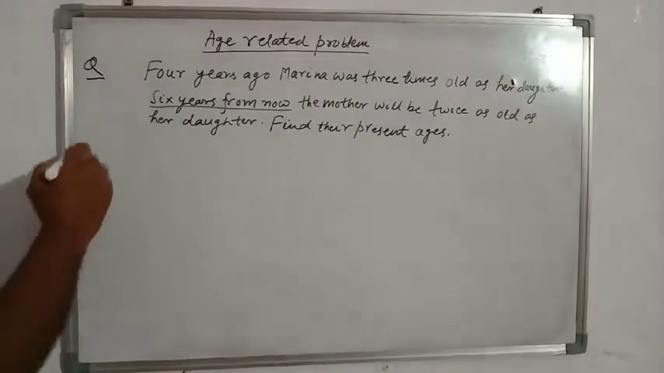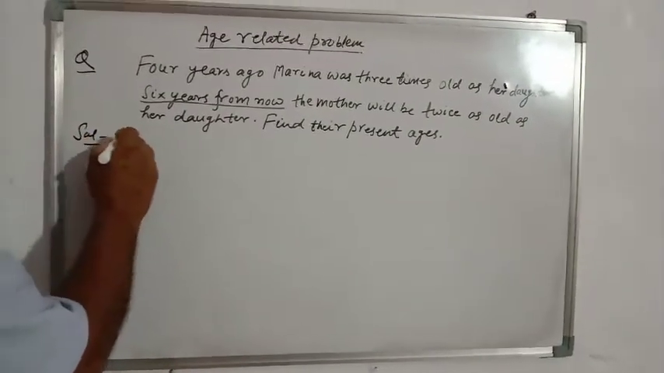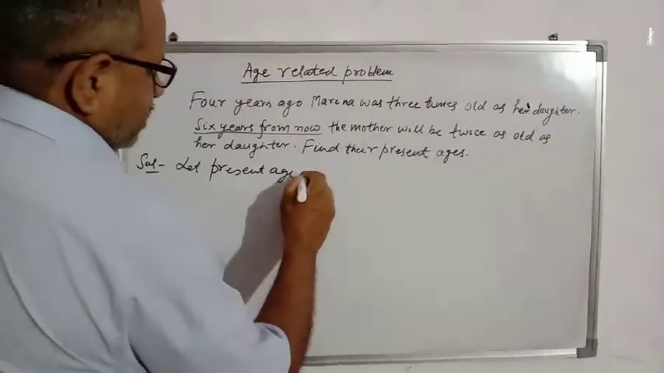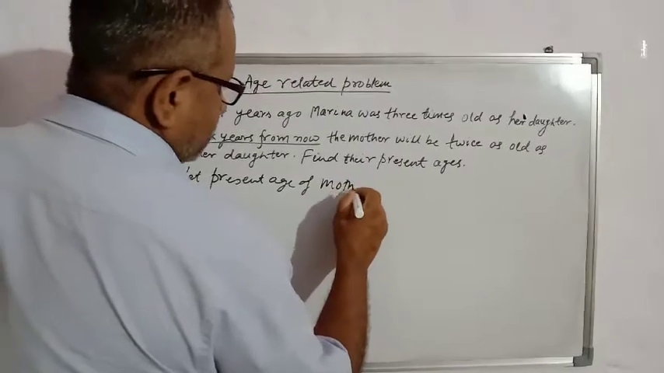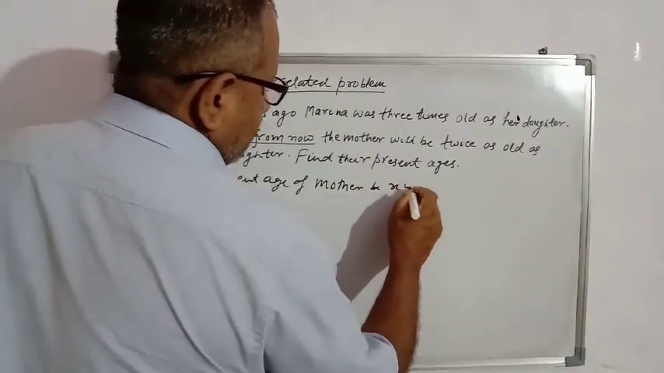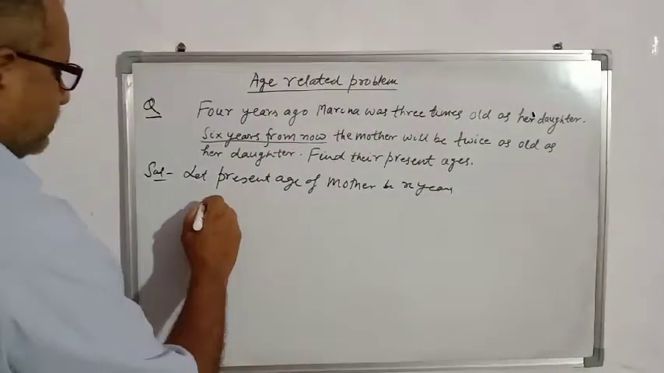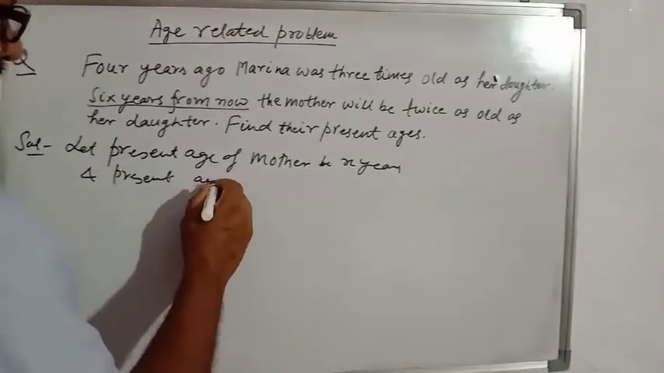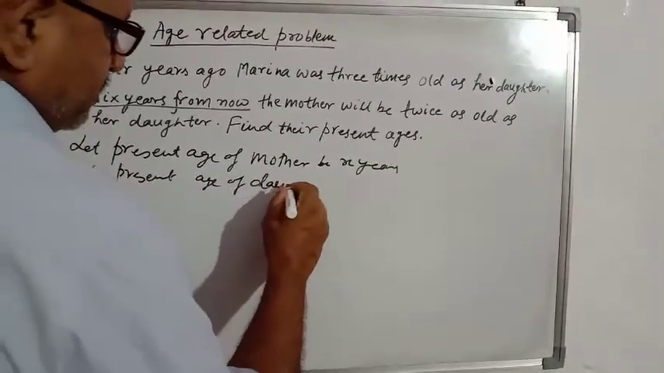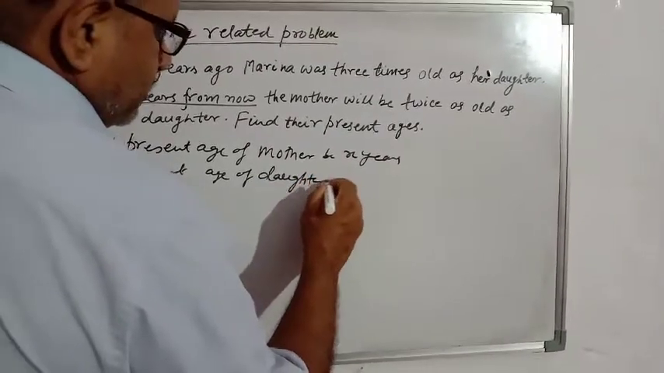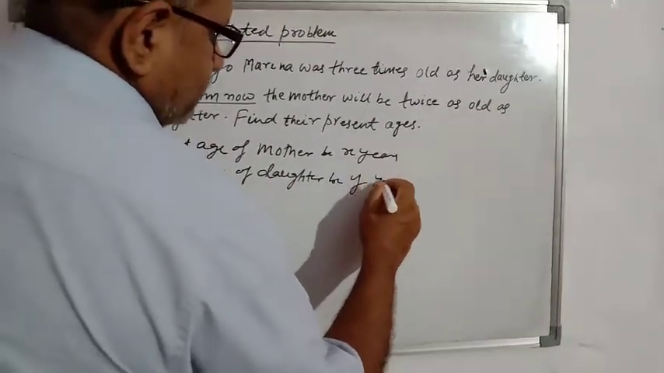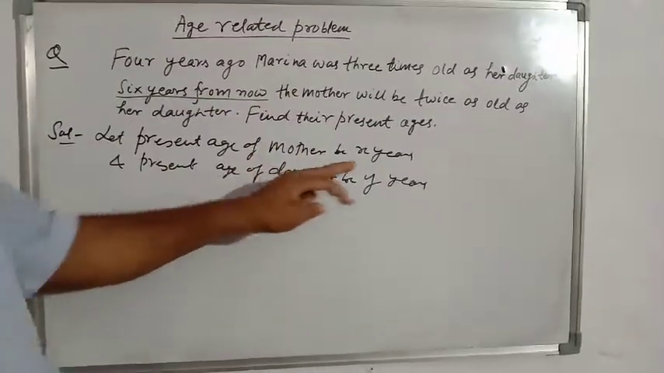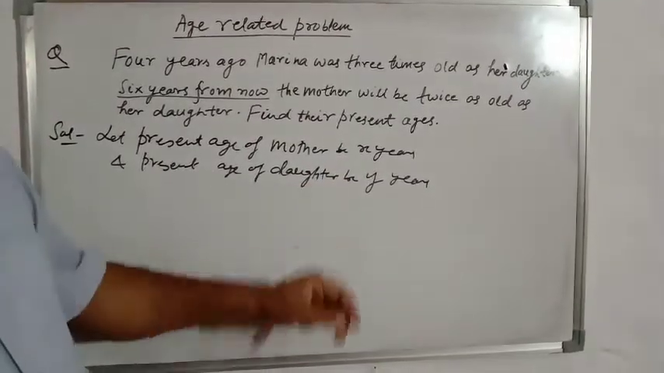So we will suppose, let the present age of mother be x years and the present age of daughter be y years. Let us suppose the present age of mother, Marina, be x years and the present age of daughter be y years.